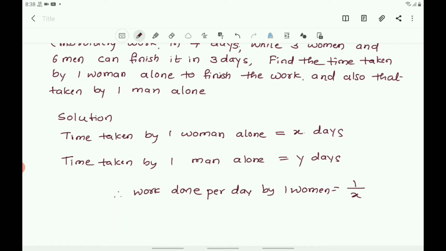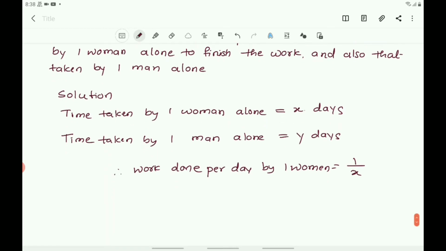Therefore here the number of days taken is x, means per day 1 by x part of the work completes here. So work done per day by one woman equals 1 by x. Similarly, work done per day by one man equals 1 by y. Here number of days taken by man is y, means work done per day is 1 by y.